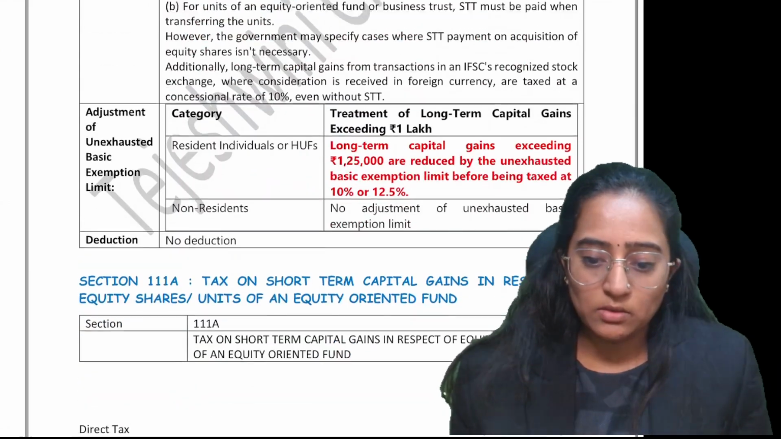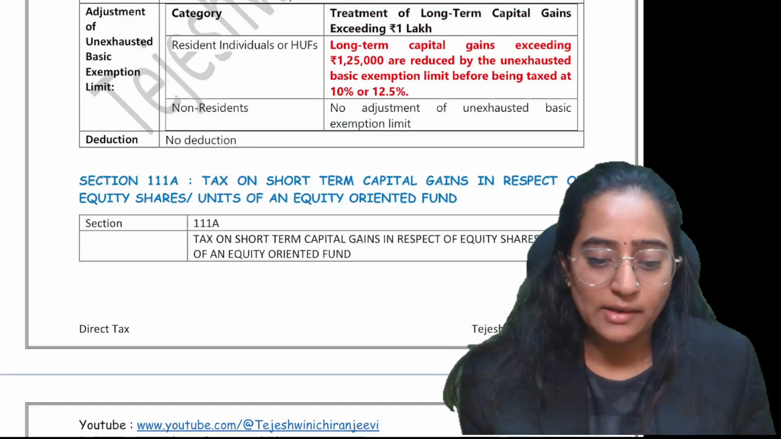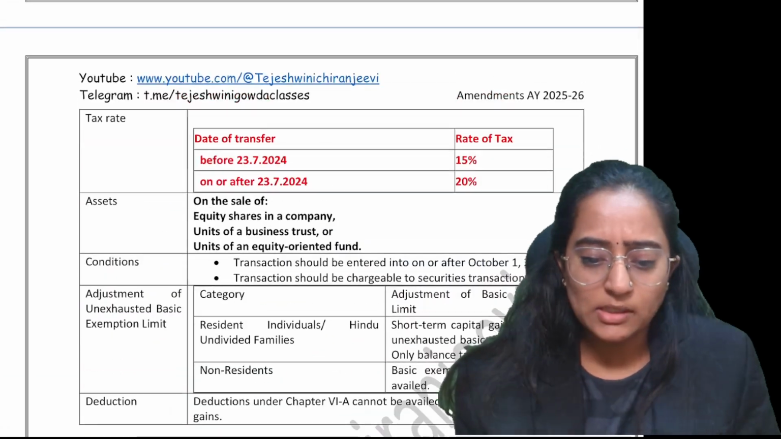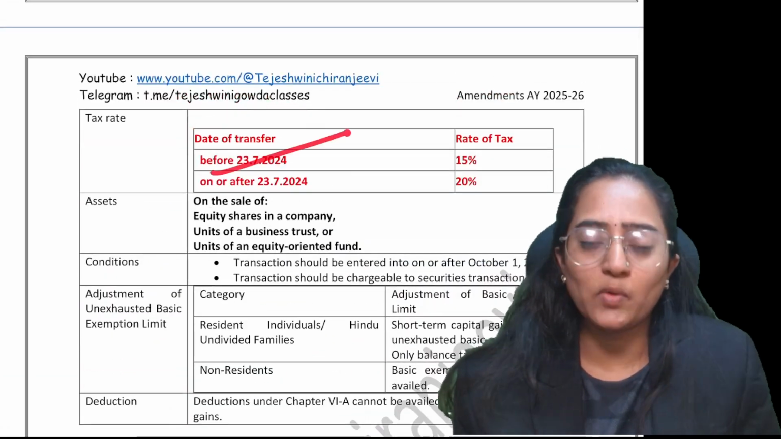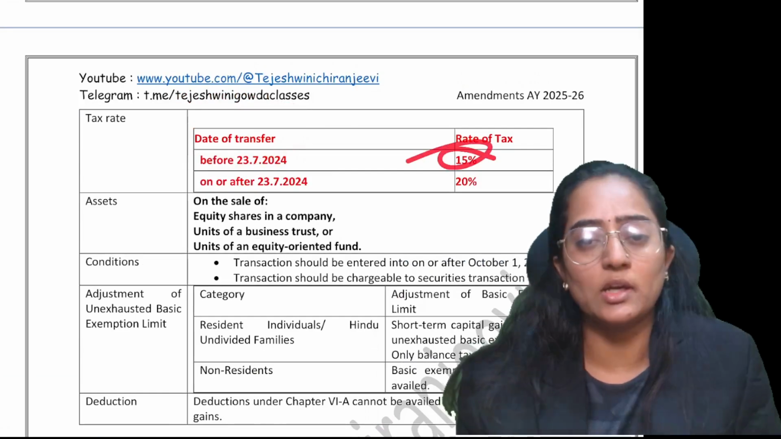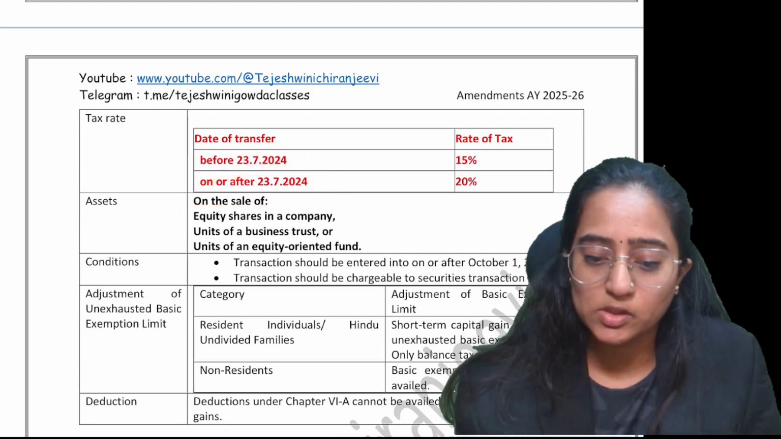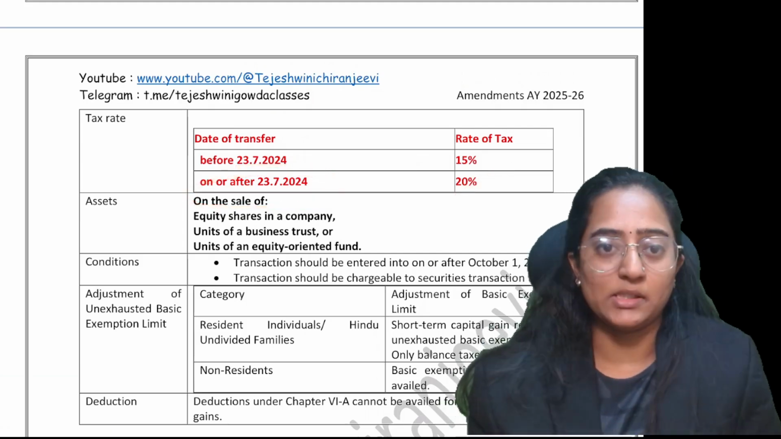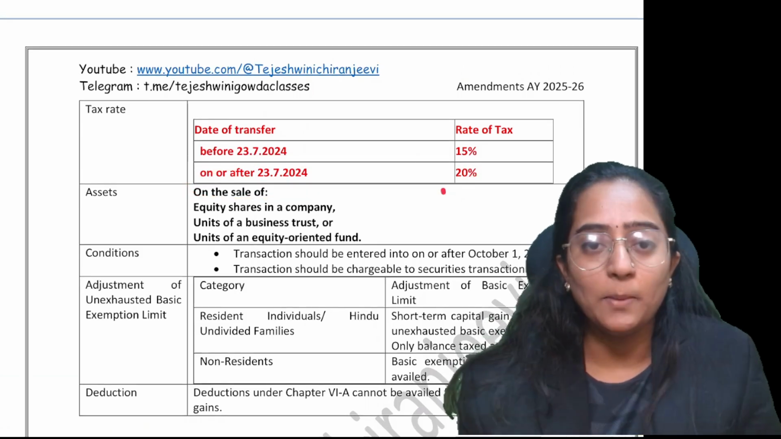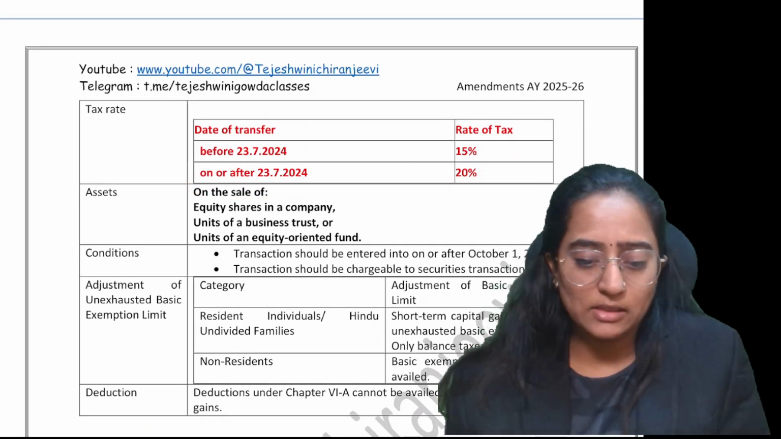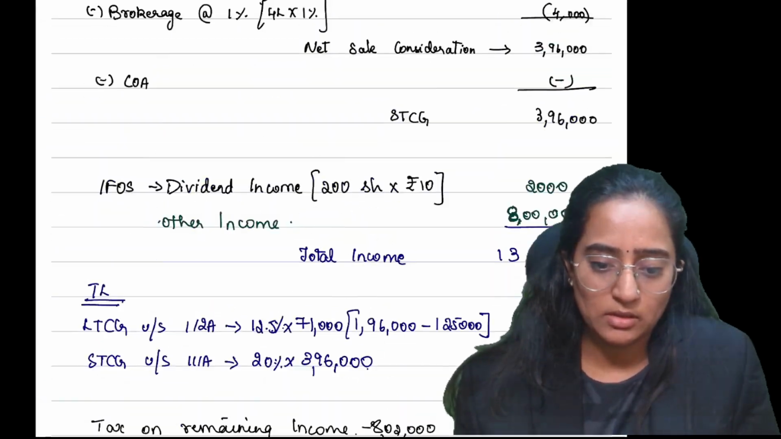Okay. So now, in case of 111A also, you have a similar amendment. What is it? The date of transfer, if it is before 23/7/2024, it is going to be 15%. On or after 23/7/2024, it is going to be how much? 20%. Clear? Let's try to understand this with an example.